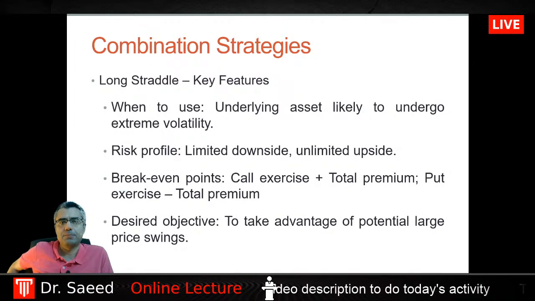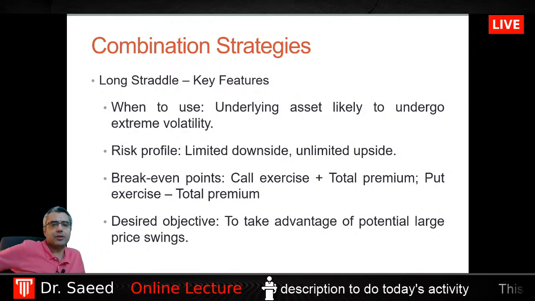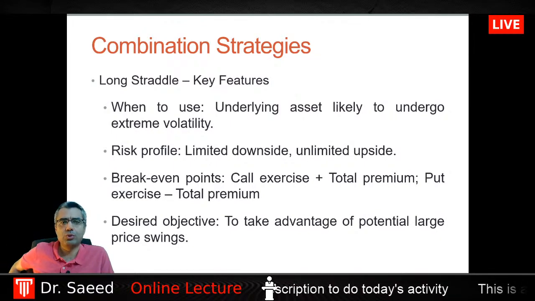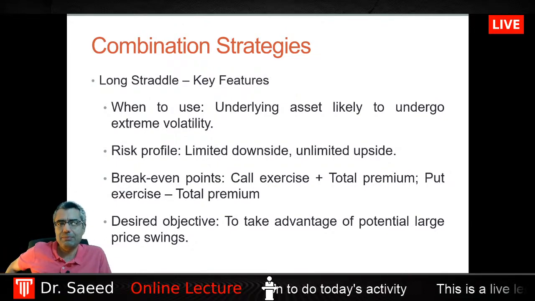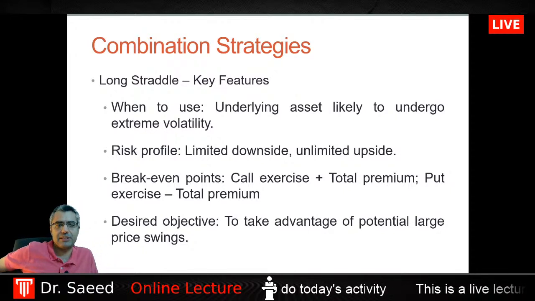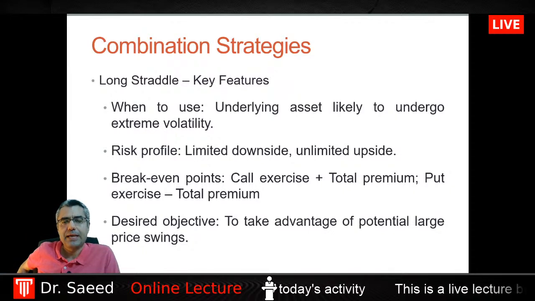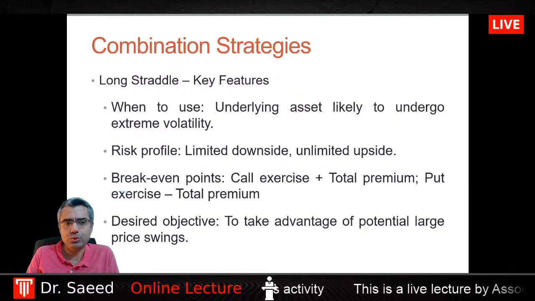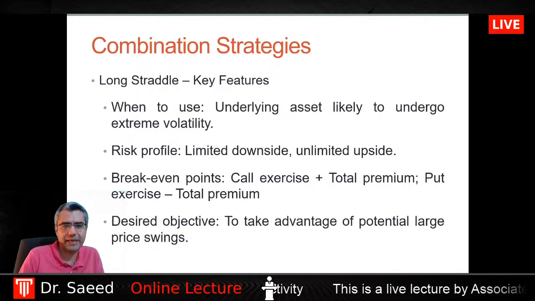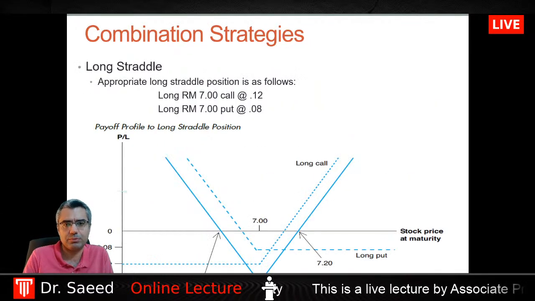So, long straddle. You use it when you believe the underlying asset is likely to undergo extreme volatility. The risk is limited to the total premiums that you pay for those two longs, and the profit is unlimited. Break-even point, the formula is given to you: call exercise plus total premium, and put exercise minus total premium. You see here, the total premium is 20 cents, right? So $7 plus 20 cents, $7 minus 20 cents. These are the break-even points.